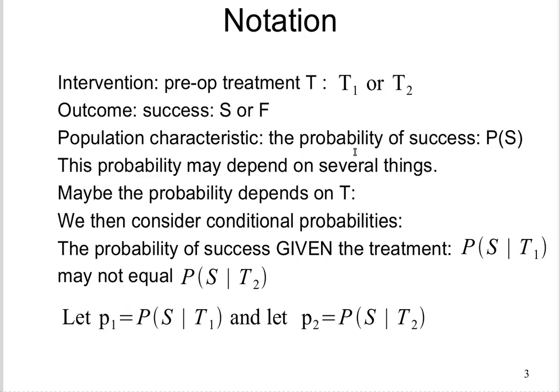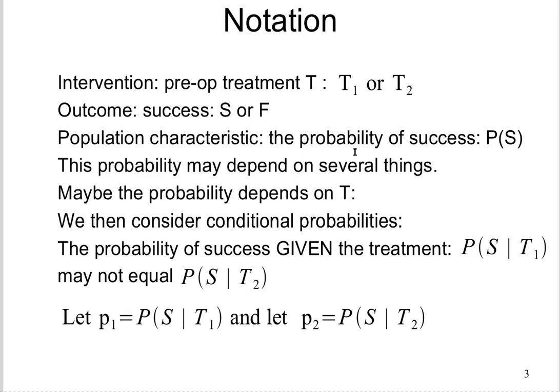Inevitably, then, we have the population characteristic that we wish to understand. And we can describe it in terms of the probability of success. Now, what we're going to have is that this probability may depend on the pretreatment. Inevitably, then, we wish to consider conditional probabilities. The probability of success given pretreatment, which has the symbolism that's shown there. The vertical bar is not spoken, it's just how you describe given.